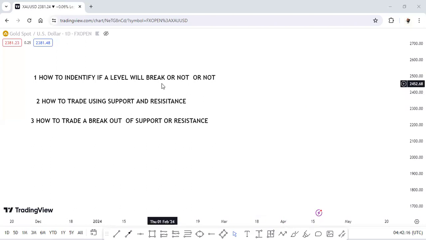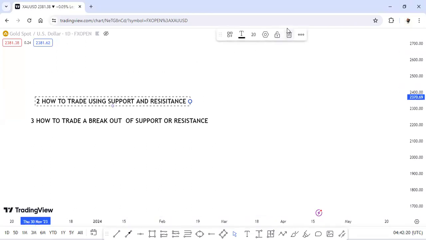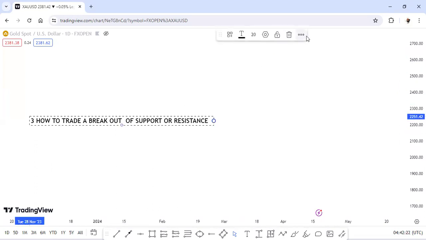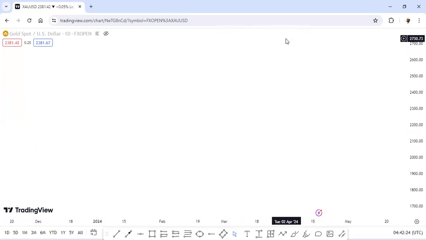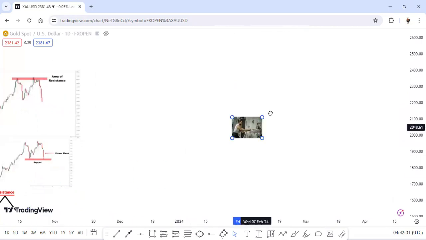So without wasting much of our time, since you've known the concept which we are going to cover, let's go. Number one on how to identify if a support zone will hold or not is what I have here. Let's start from this example.